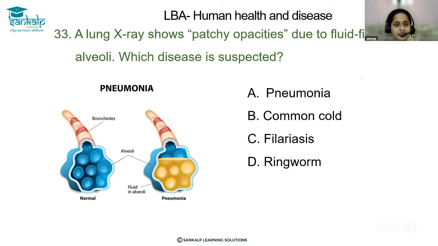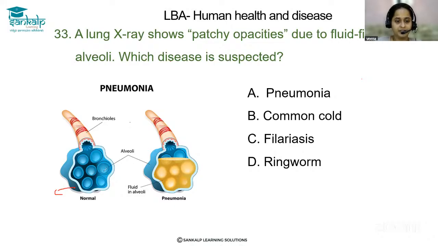Let's solve question 33. A lung X-ray shows patchy opacities due to fluid-filled alveoli. Which disease is suspected? So, dear student, in the image you can observe the alveolar sacs of the lungs. In case of normal alveoli, it looks like this, with no fluid filled.